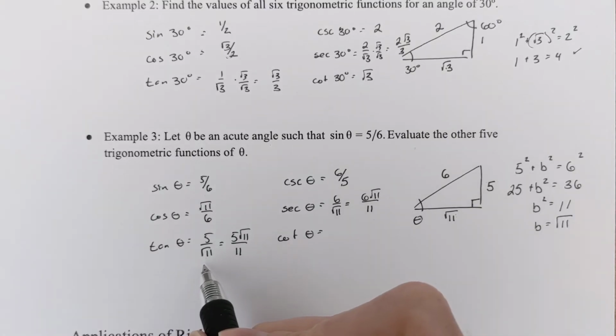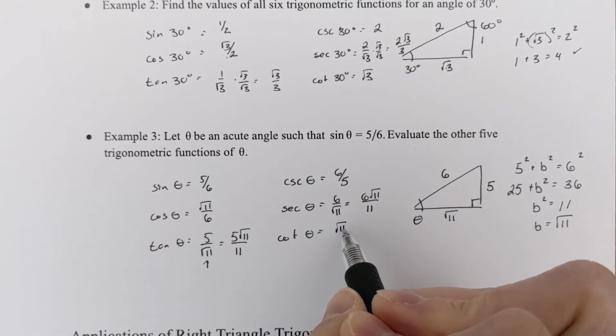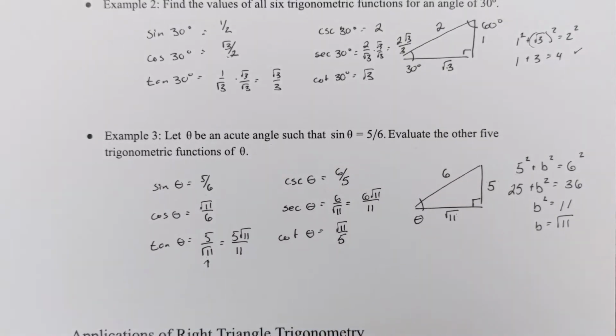So for cotangent, I'm actually going to flip that one because when I do that, the root comes up, which is where I want it. So root 11 over 5.